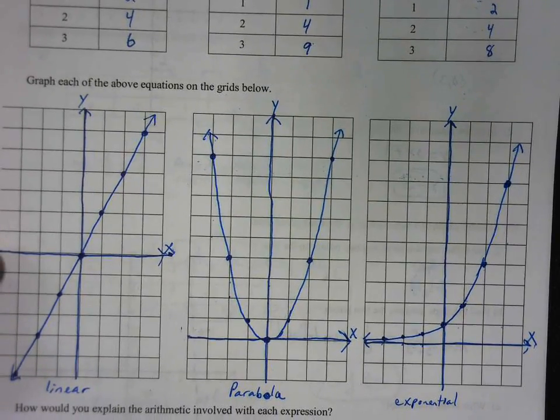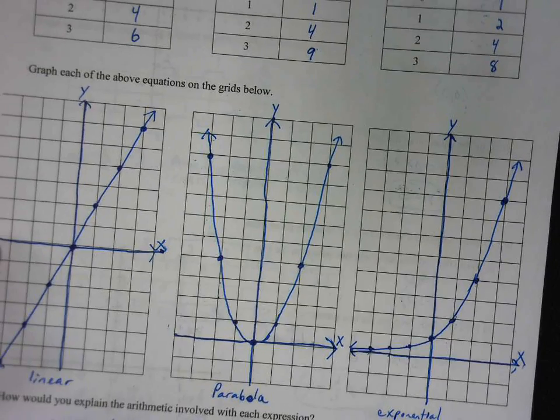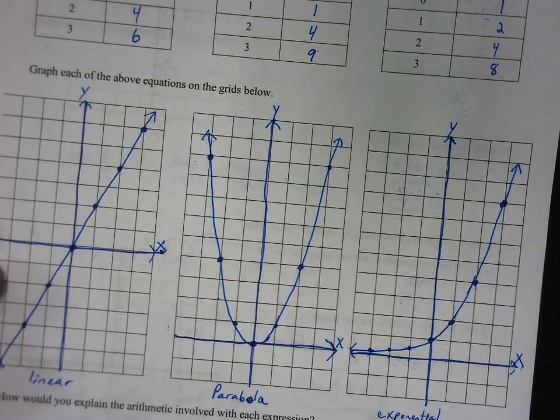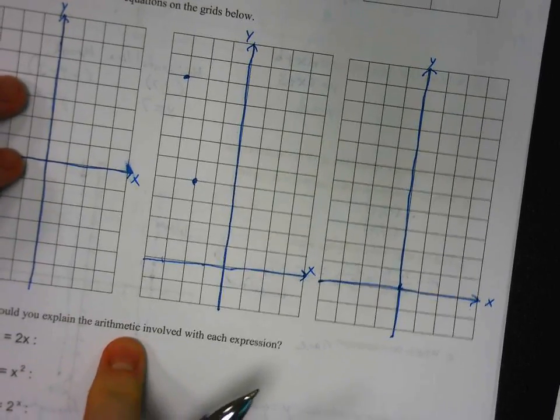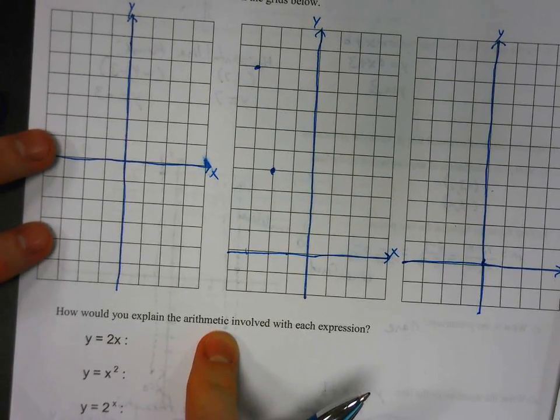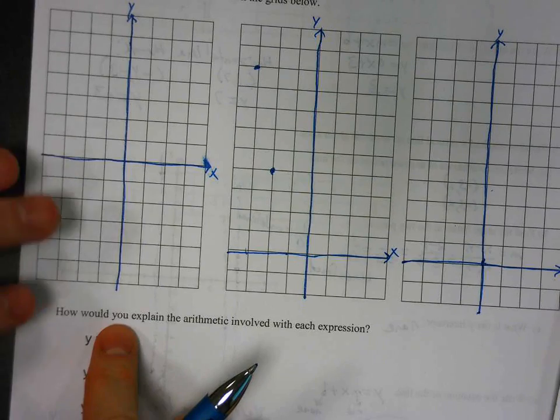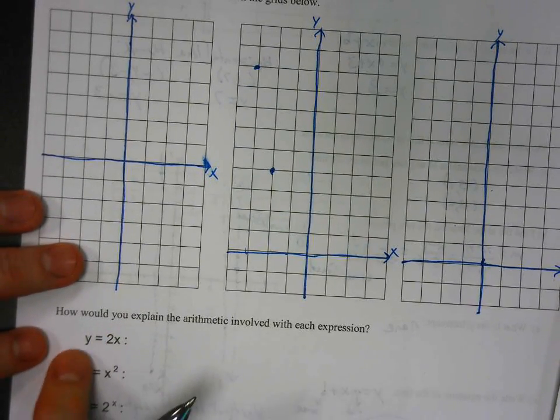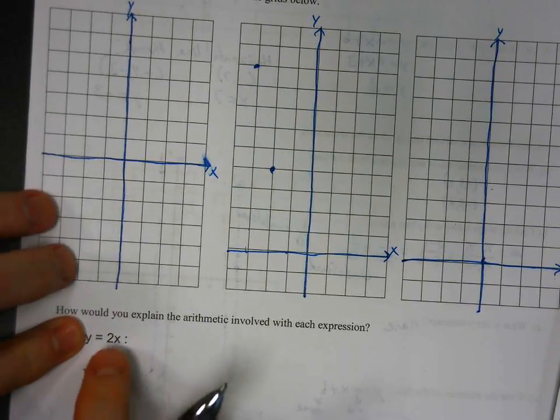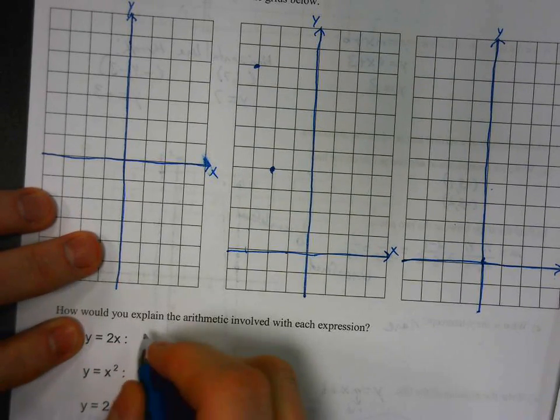Okay, so what we focus on next, after you plot all those and graph them and see how different they are, is how would you explain the arithmetic involved with each expression. So for y equals 2x, think about how you get your answer for y. Well, we're given an x value, so x is the input, and how do you get the answer for y?